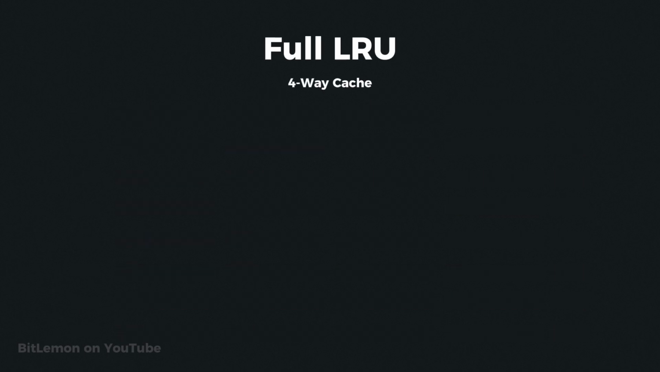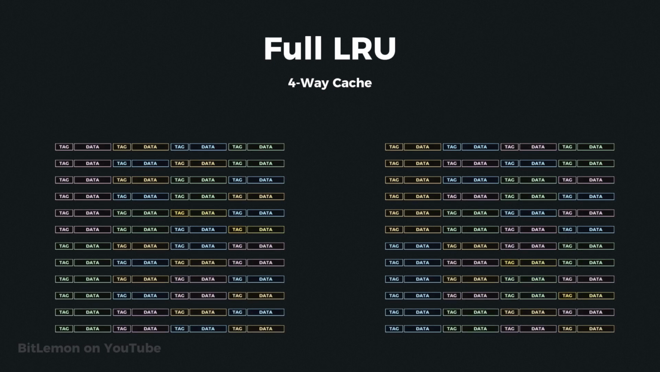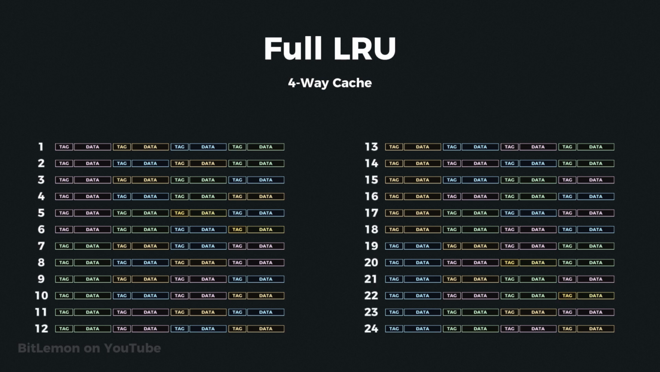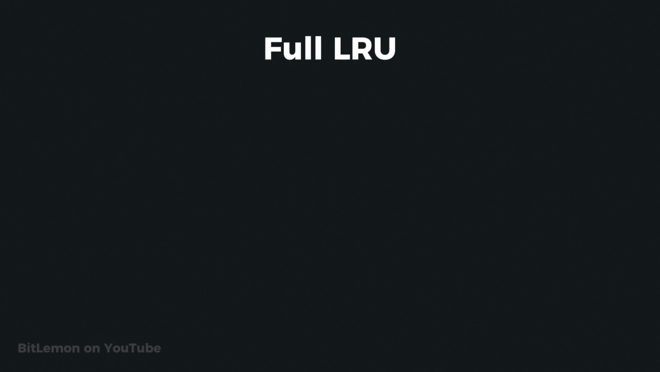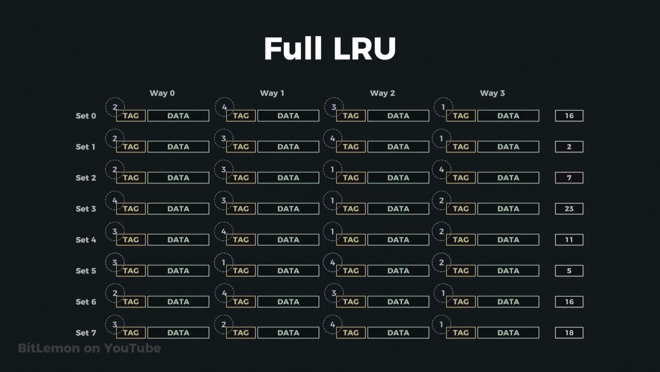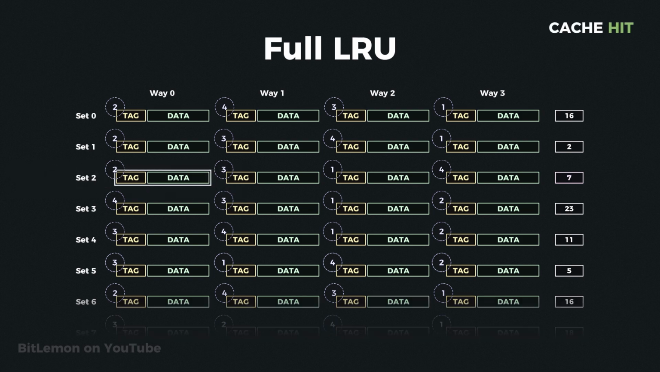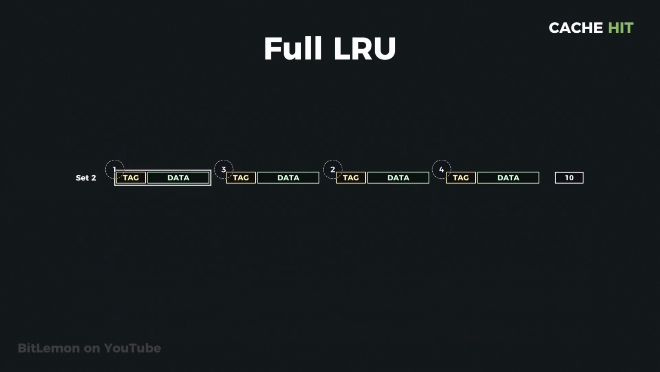In a four-way cache, there are 4 factorial, or 24, possible access order permutations. If each arrangement is marked by a number, the LRU field must be 5 bits in size to represent all 24 permutations. In general, for a cache with n ways, the number of LRU bits required for each set is log of n factorial. When data is accessed and a cache hit occurs, the LRU bits in the relevant set are updated to reflect the new order.